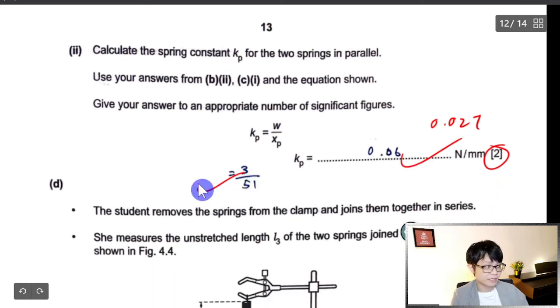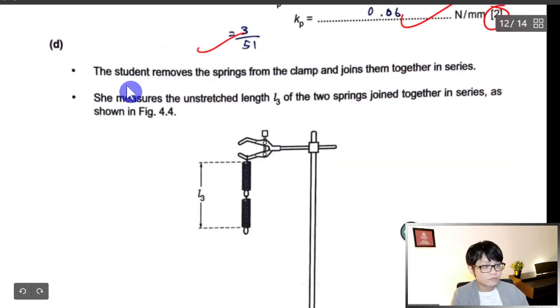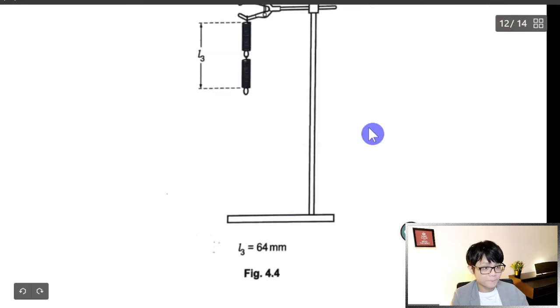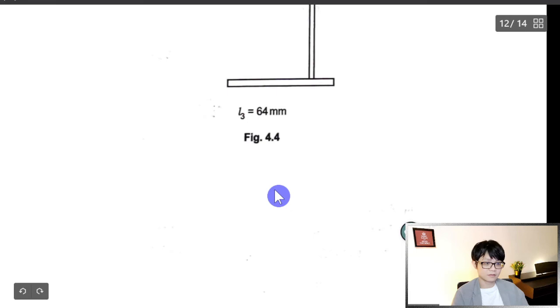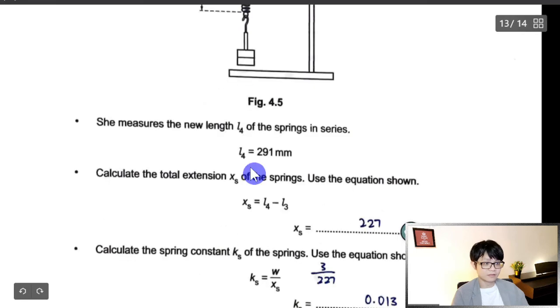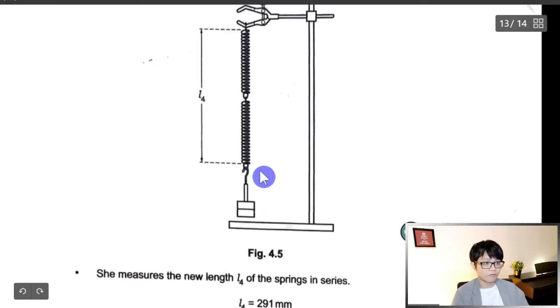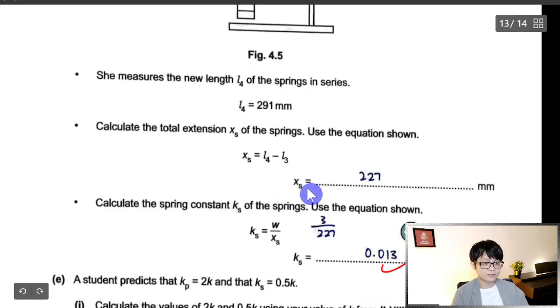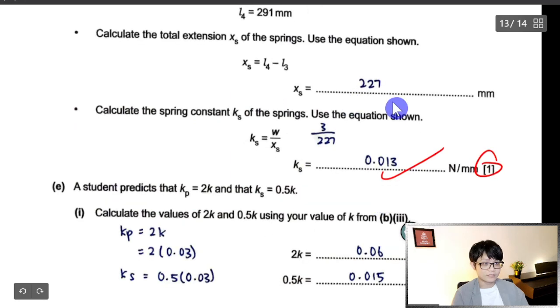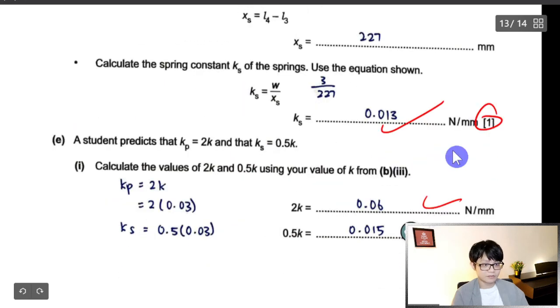You need to show the working. So the student shows this working very well. The student removes the springs from the clamp and joins them together, and puts it at this side. So L3 with the 2 springs hanging like this. So write out the extension, 2L4, 291. Calculate the total extension. So you minus this one, you get minus 227. Then you calculate the spring constant, which is 0.013. You get this one correct.